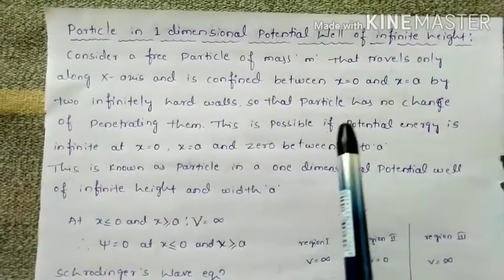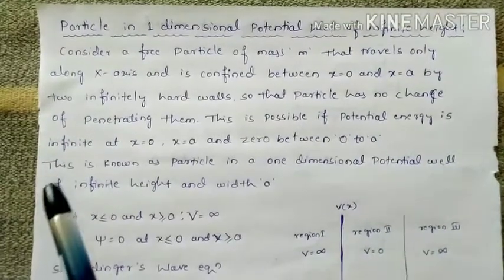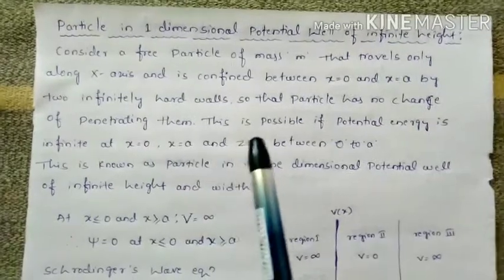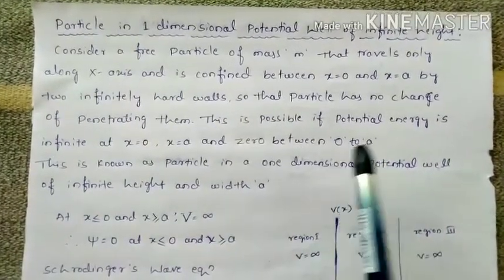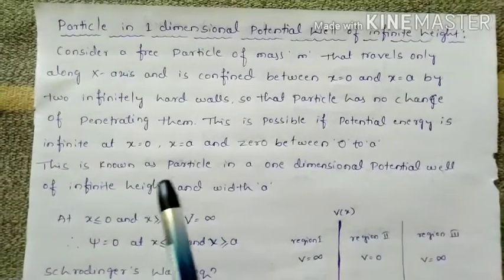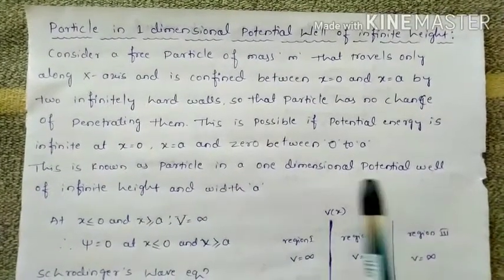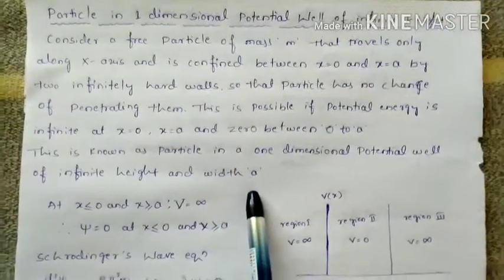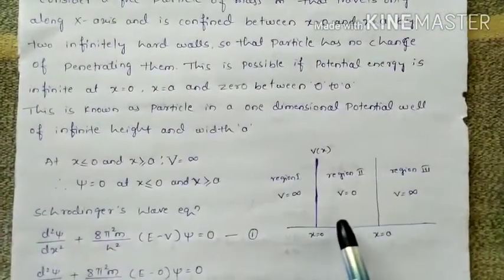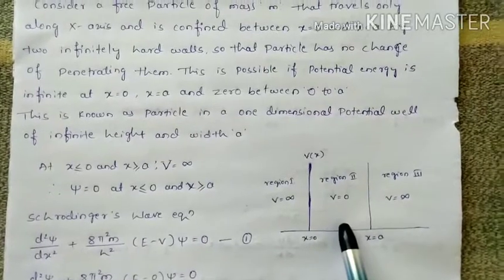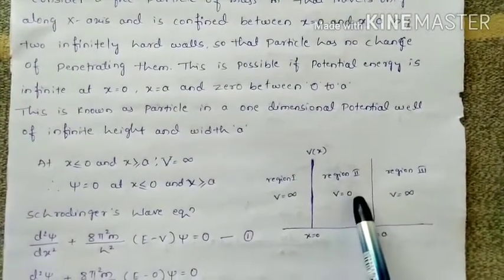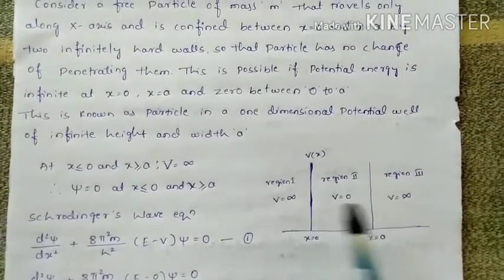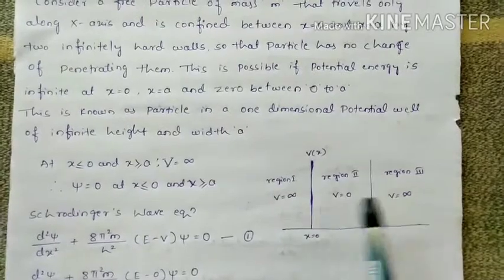This is possible if potential energy is infinite at x equals 0 and x equals a, and the potential energy is 0 between 0 and a. This is known as particle in one-dimensional potential well of infinite height and width a. In the figure you can see a particle is stuck here where the potential energy is 0. On both sides the particle is confined between very high potential, that is V equals infinity.